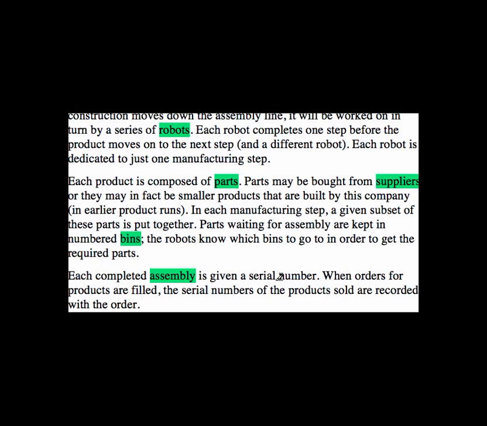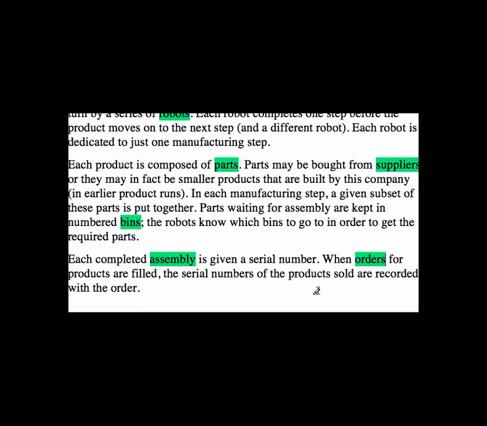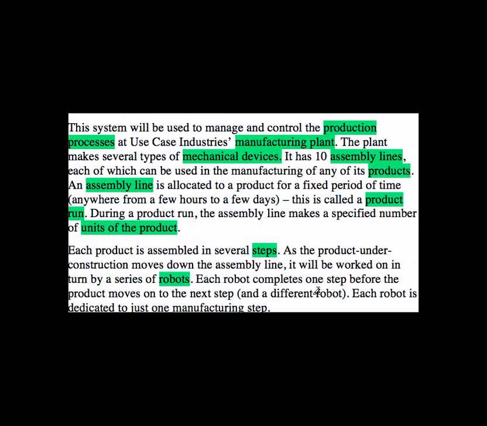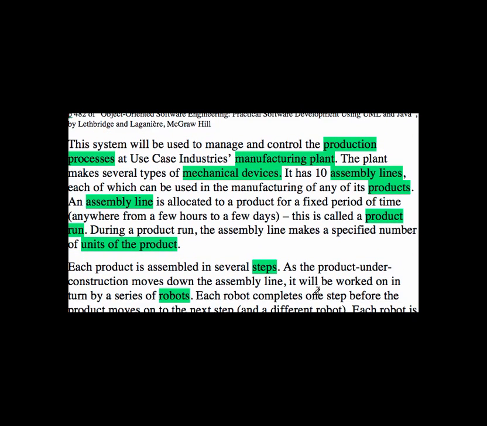When orders for products, we haven't seen orders for products before, so let's highlight that, are filled. The serial numbers, we talked about that, of the products sold are recorded with the order. So that brings us to the end of the potential list of classes. We may add more, we may delete some, but let's go back and let's highlight other things other than just the classes.